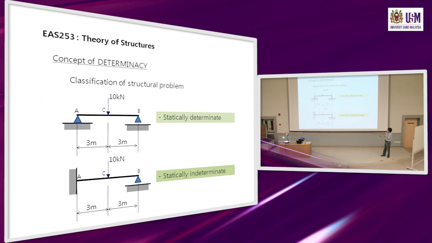Okay? So in this one, you have the unknown forces for the whole structure, 1, 2, 3, and equilibrium equations 3, so you can solve for all the forces. This is called statically determinate. This one, 1, 2, 3, 4, you have 4 unknown forces, equilibrium equations only 3, so this is called statically indeterminate. Statically indeterminate means that you cannot solve for all the unknown forces using only statics. Using only equilibrium equations is not enough. You need an extra equation.